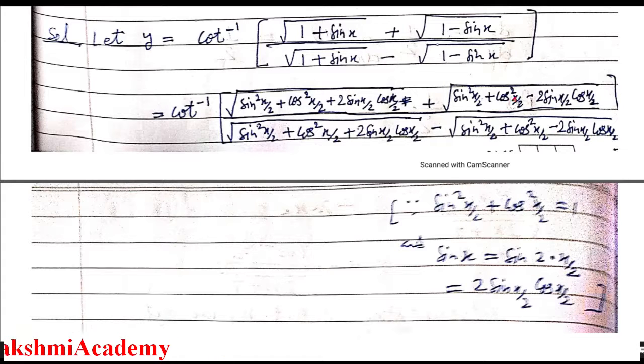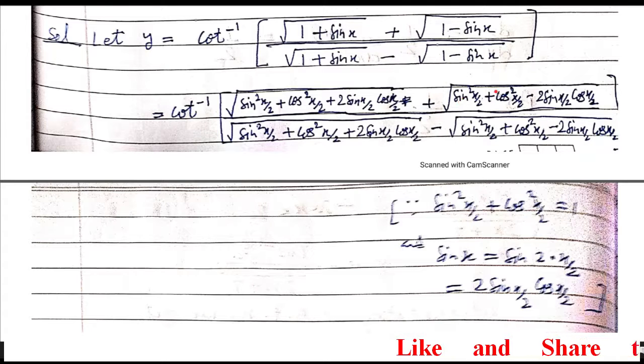Now in these two terms where we have negative, that is a minus b whole square, it can be a minus b whole square as well as b minus a whole square. It means you can write it as sin x upon 2 minus cos x upon 2 whole square, as well as cos x upon 2 minus sin x upon 2 whole square.